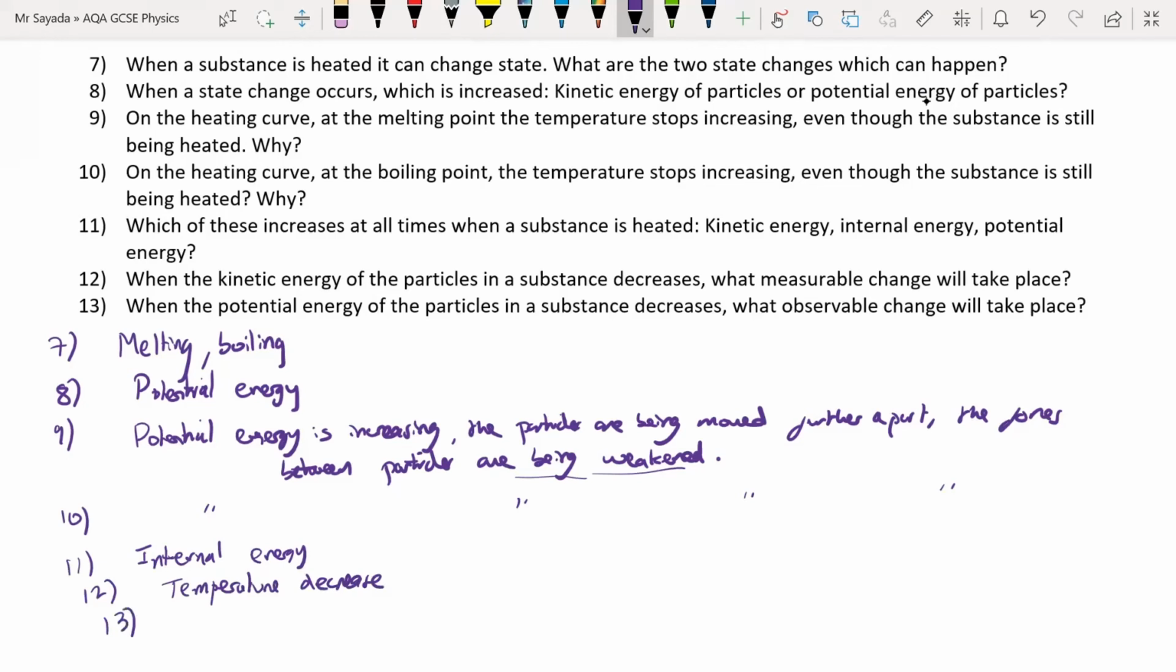And when the potential energy decreases, what observable change will take place? Well, that will be a state change. And if it's decreasing, that means it's being cooled down. So that's going to be either condensing if you're at the boiling point, or freezing if you're at the melting point. Please pause the video to mark and correct your work. Press play once you've done that.